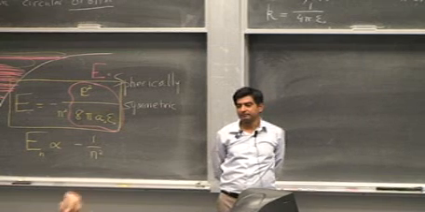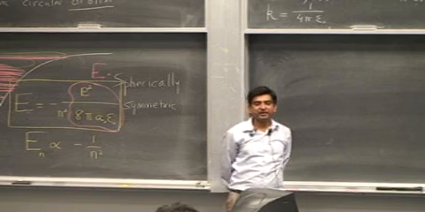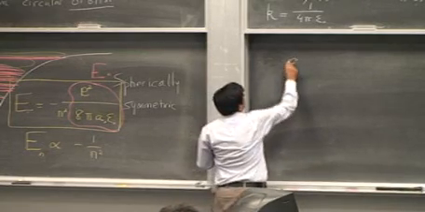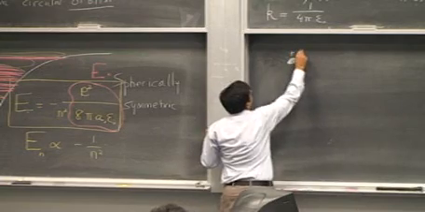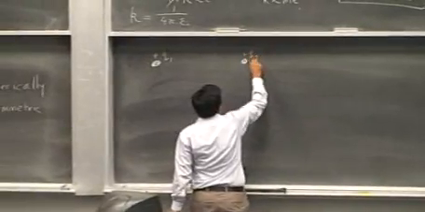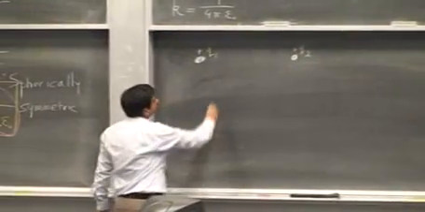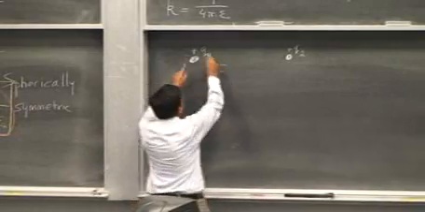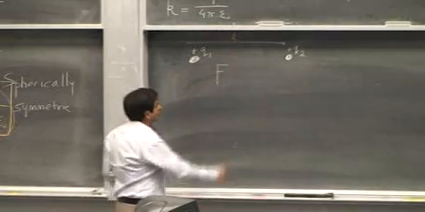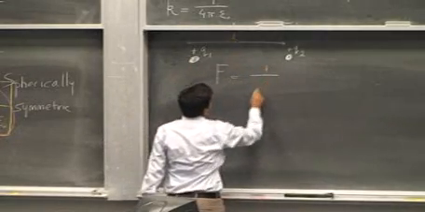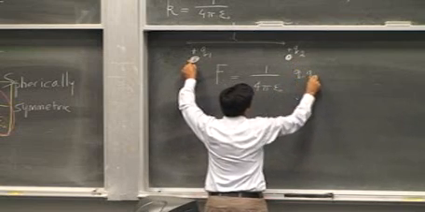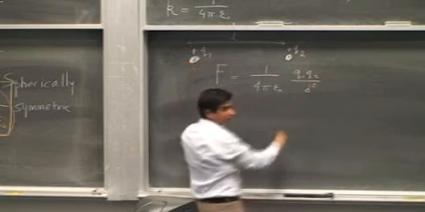So what does permittivity tell us? If you have two charges, plus Q1 and plus Q2, and you put them at a distance of d, there's a force acting between the charges that is given by 1 over 4 pi epsilon naught, the product of these charges and the square of the distance. This is Coulomb's law.